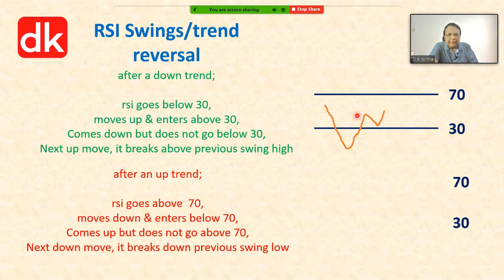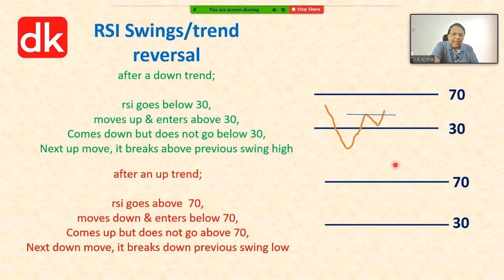It goes up, it breaks the previous swing high, this previous swing high is broken. So this is called a bullish swing breakout, which is very, very significant in understanding that the market is ready for an up move.